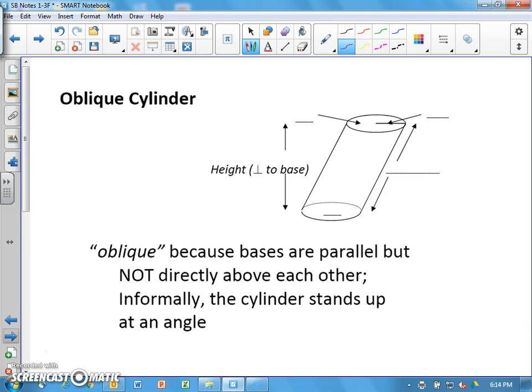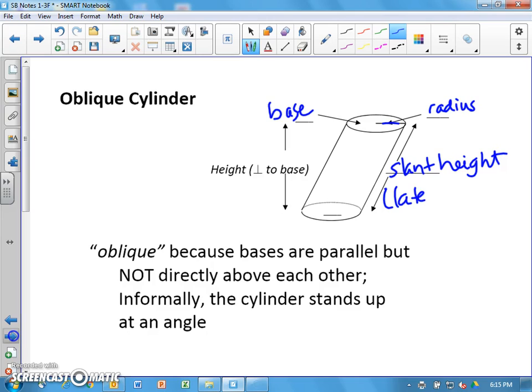Here's an oblique cylinder. It looks like a normal cylinder that's kind of been squished sideways. Our base is still right here. It's still the circles. So this is a base. This is labeled to be the radius of our circle. Okay? The slanted side here is a slant height. This is also called a lateral height, which is where the L comes from.